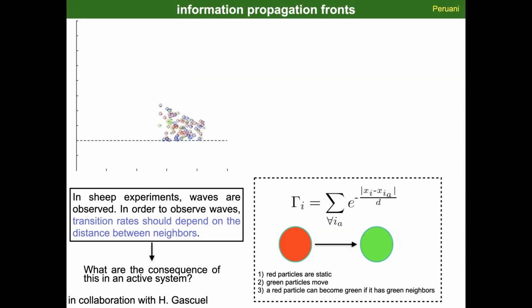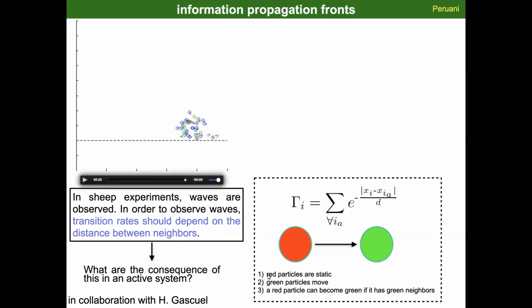And in order to observe waves, transition rates should depend on the distance between neighbors. I mean, it has to have a dependency on the position of your neighbors. That would be the proper thing to say. And now what we want to understand is what are the consequences of this type of transition rate that depends on the distance of your neighbors in an active system where the activation implies that the guys will move.